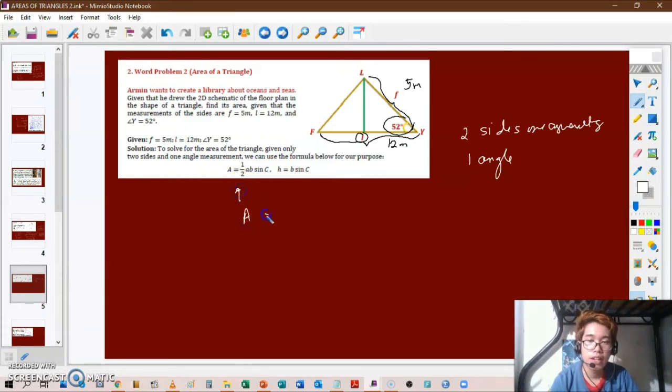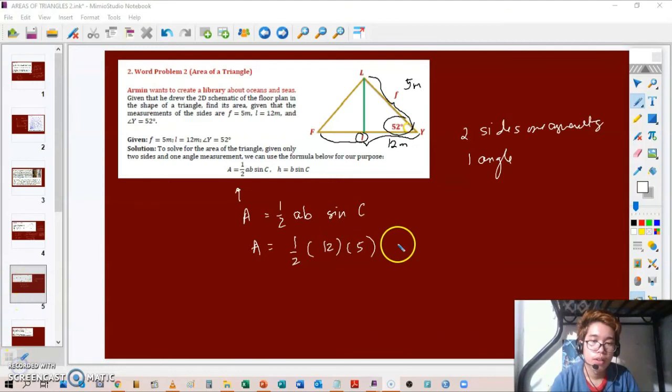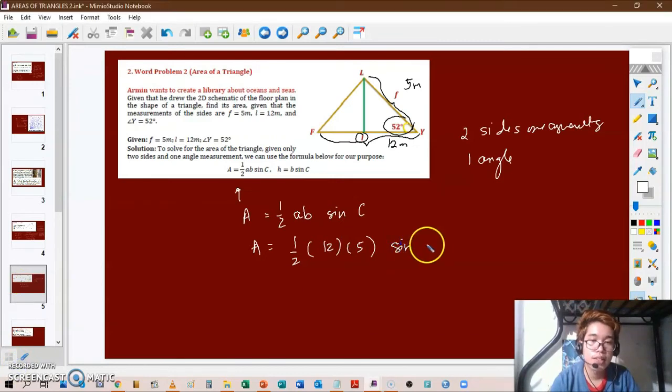We have A is equal to 1/2 a times b sine C. Therefore, to solve for the area, we simply have to plug in the given information that we have. So this is going to give us A is equal to 1/2 times 12, times 5, times sine C, and our angle C is going to be 52.